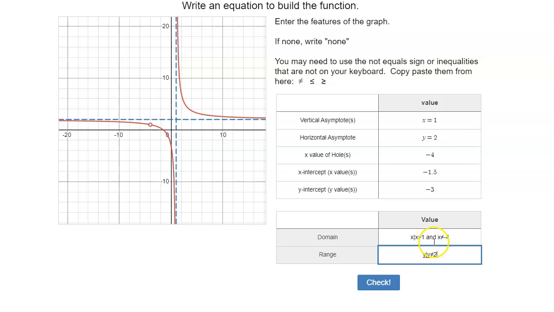So please make sure you don't put in extra spaces. Don't put in points where you should just put in values. Make sure you put in equations where you should put equations. Okay, I hope that helps you all get all the questions right on this activity.